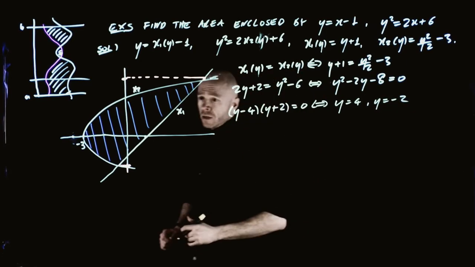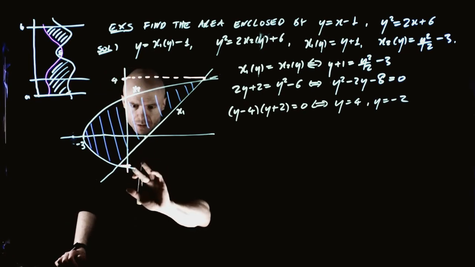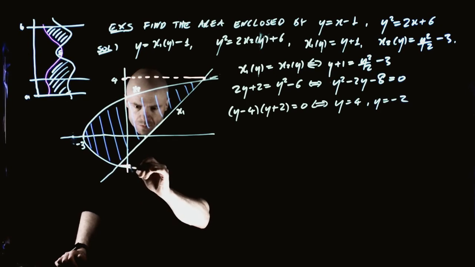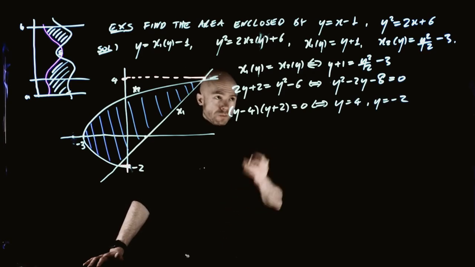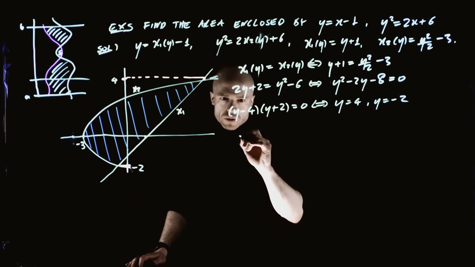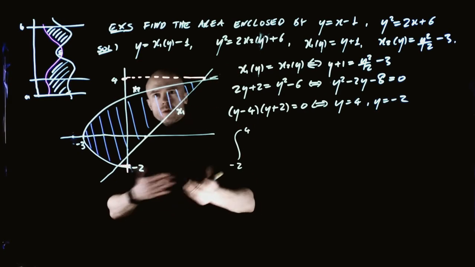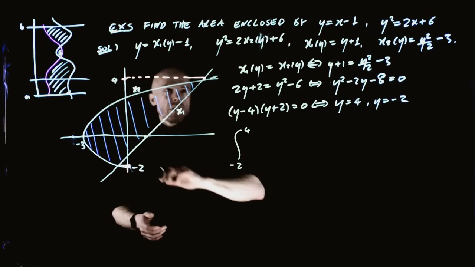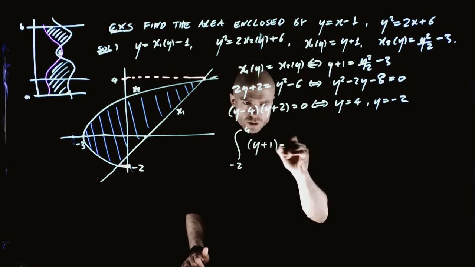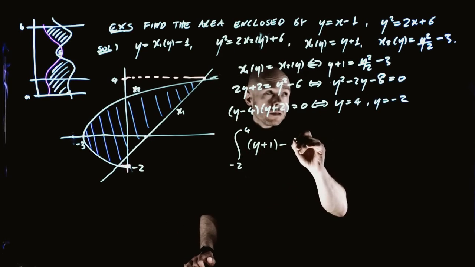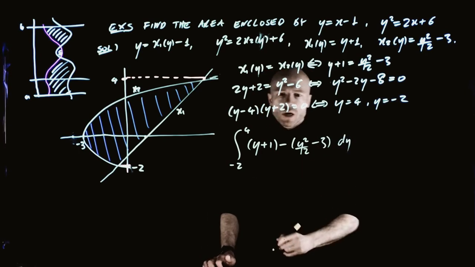And then let's check it out here. That is indeed 4. And that is indeed here, minus 2. Yeah? Cool. All right. Then we're in good shape, huh? Then we're going to integrate from minus 2 to 4. And we have to get the right guy on top. And we see that x1 is definitely the guy on top. This is x1 over here, right? So it's y plus 1. And then minus the guy underneath. This is the guy underneath. Y squared over 2 minus 3 dy.